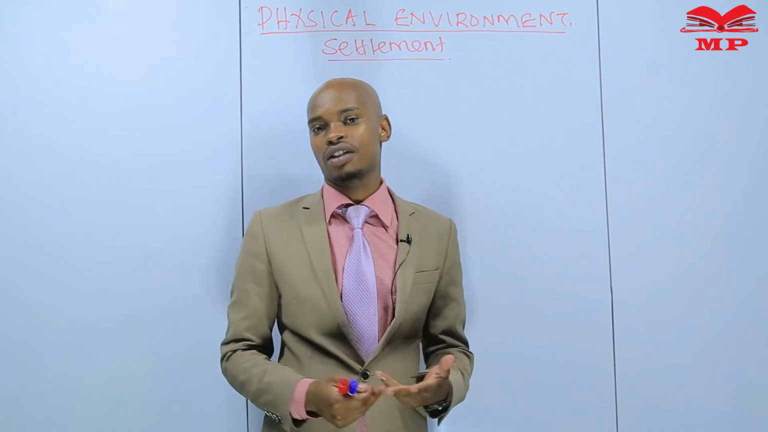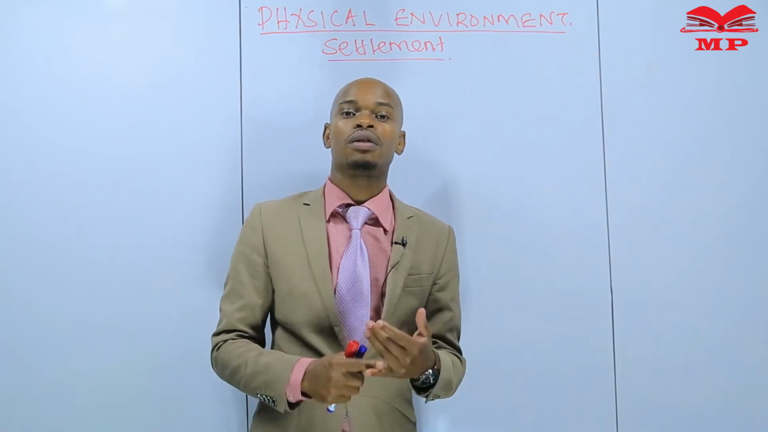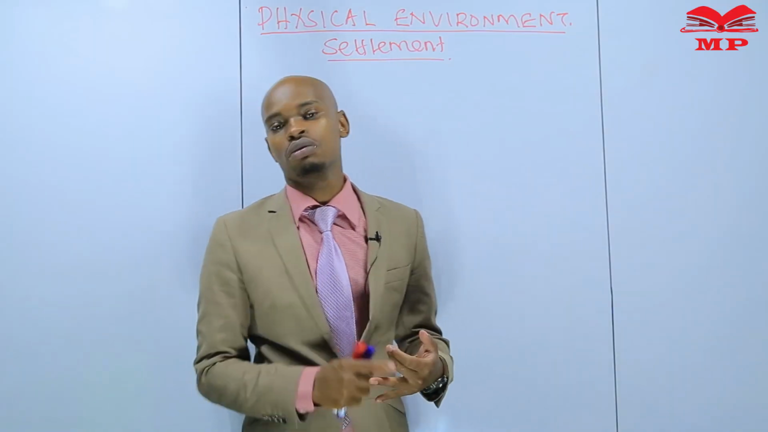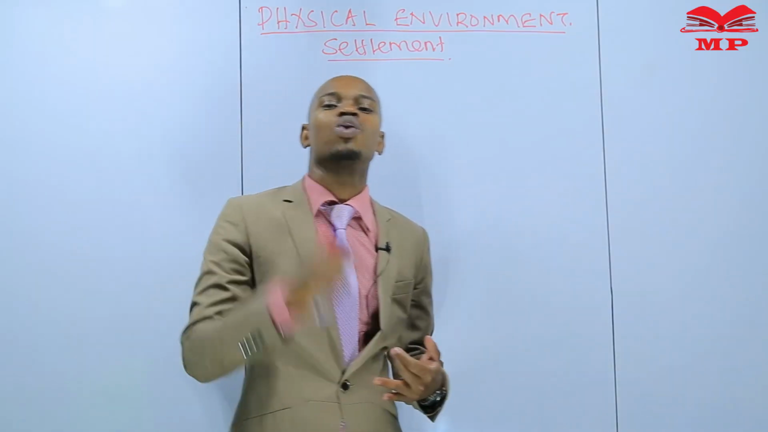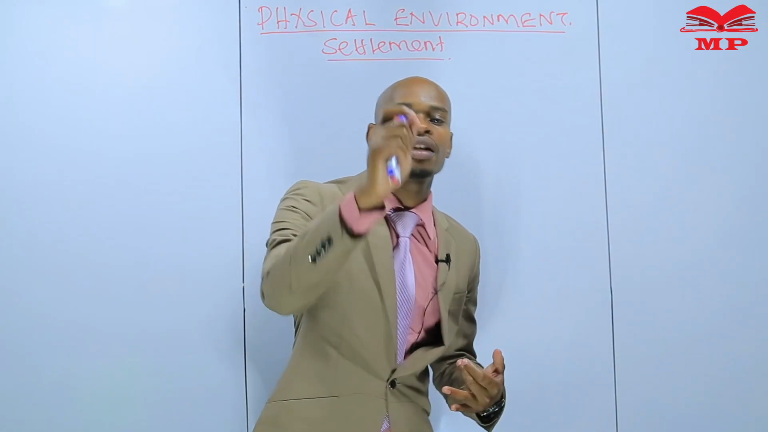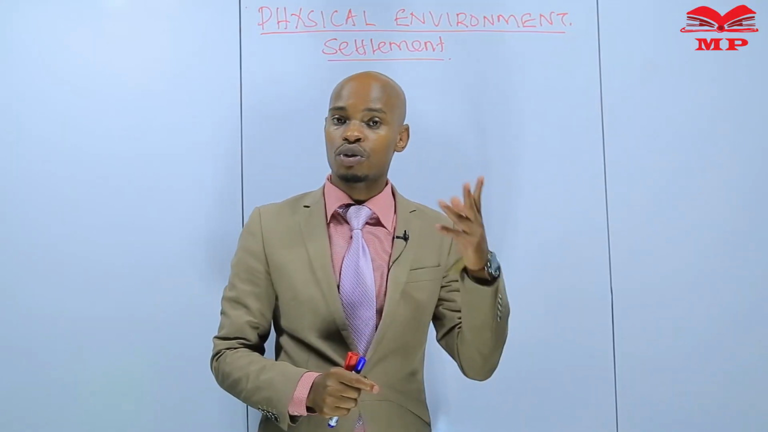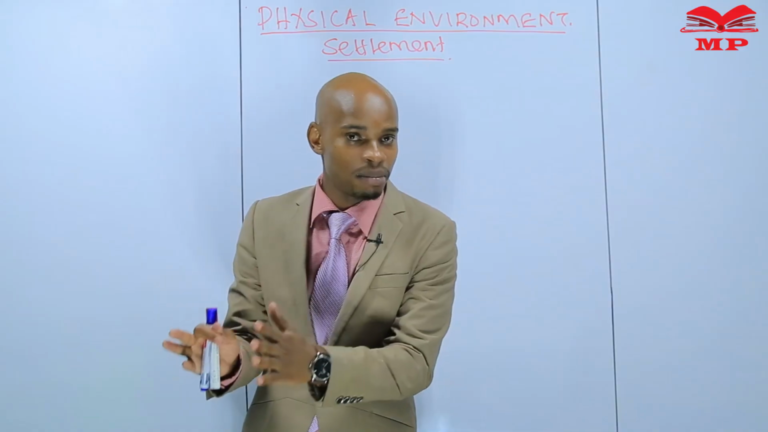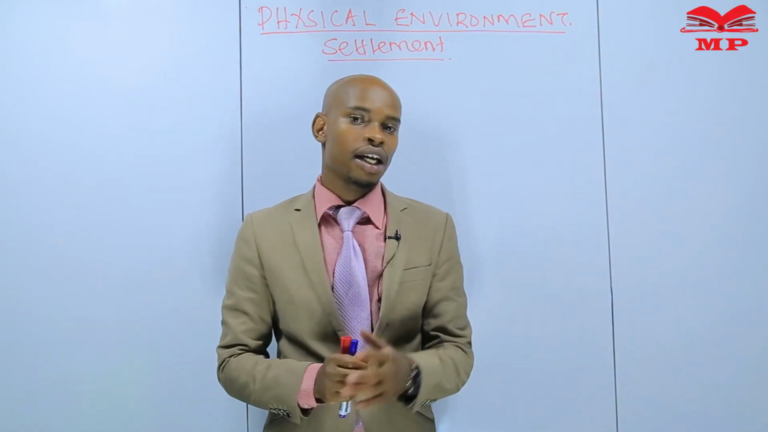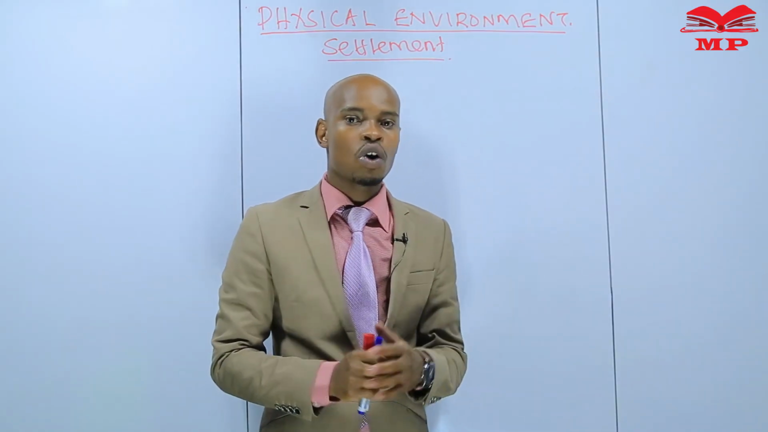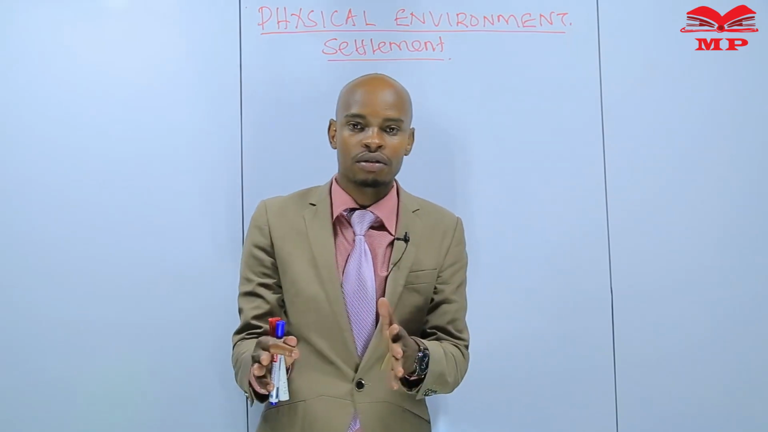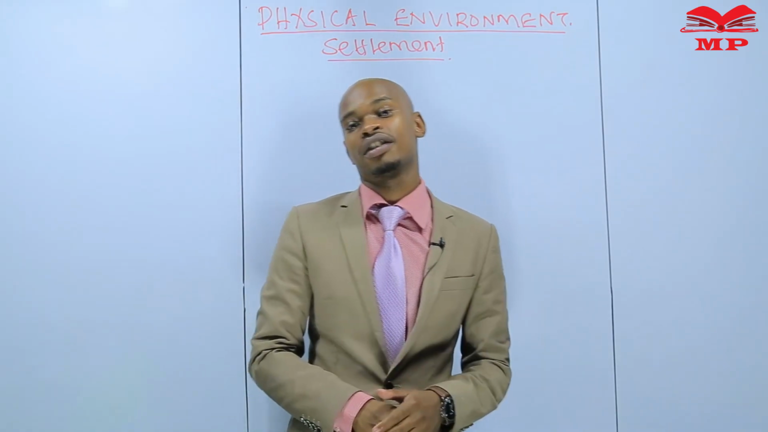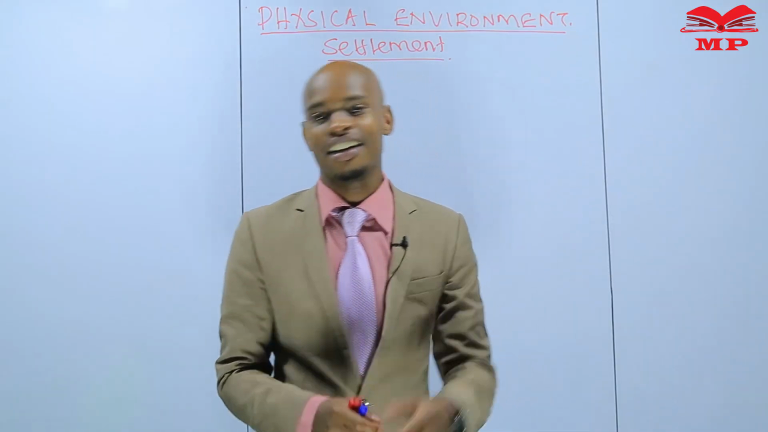At the end of this lesson, you're supposed to identify the settlement pattern, and number two, the factor influencing that settlement pattern. You're supposed to know the name of that settlement pattern, and number two, why they have assumed that pattern. The factor influencing settlement in an area.